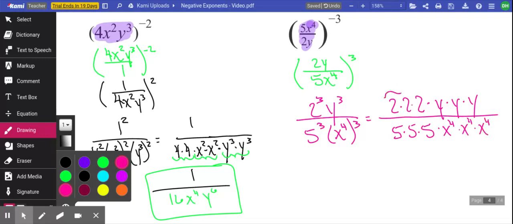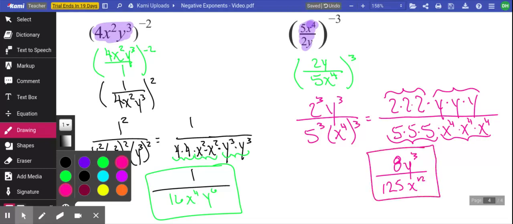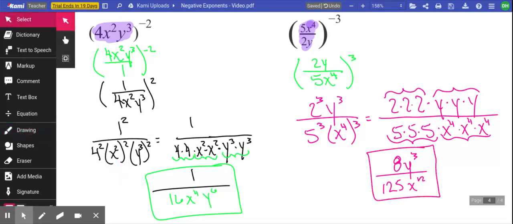All right, so 2 times 2 times 2 makes 8. And then, of course, this makes y cubed. 5 times 5 times 5 is 125. And then again, add those exponents. So you got x to the 12th, right? X to the 12th. There's our final answer. How about that, ladies and gentlemen? So I hope you feel confident with how you're going to attack these negative exponents. And we're going to rock and roll tomorrow.